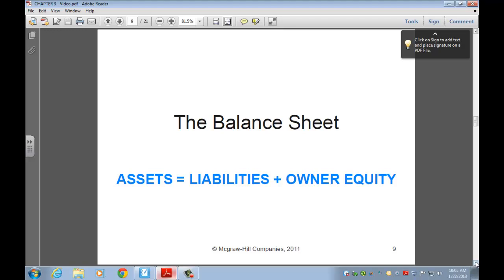The difference between business assets and business liabilities is owner's equity. It represents the net value of the business to the owners of the business. Owner's equity is what remains after selling all assets and paying all liabilities. It's what belongs to the owner after all assets are sold and all liabilities are paid. It's the ownership claim on total assets.